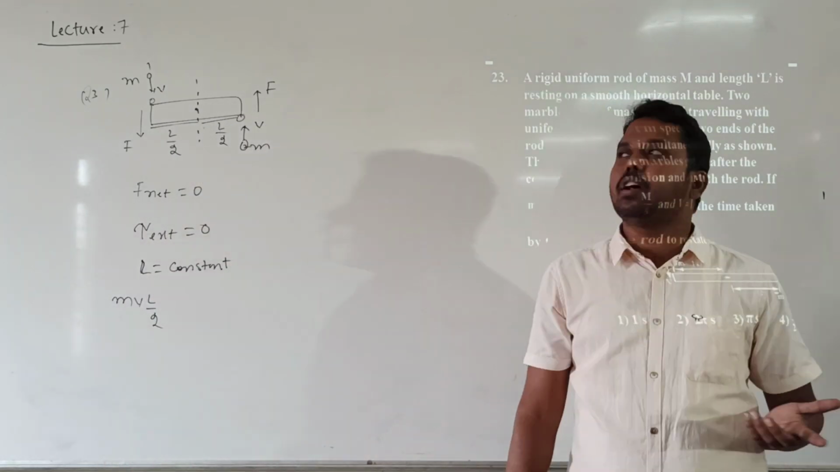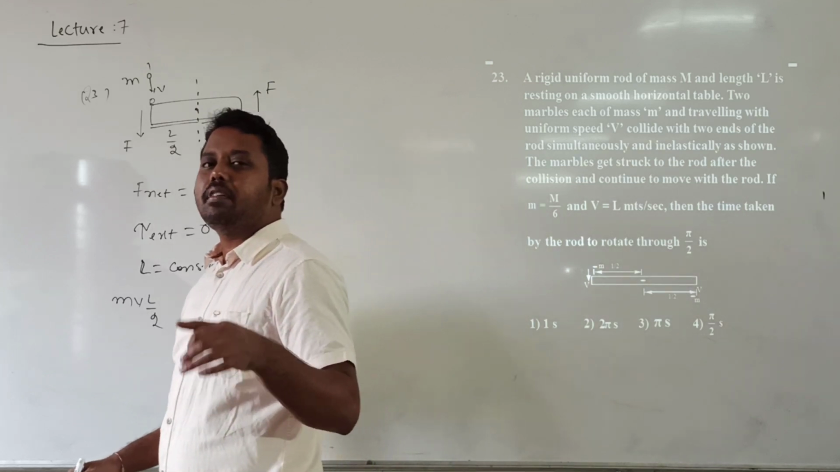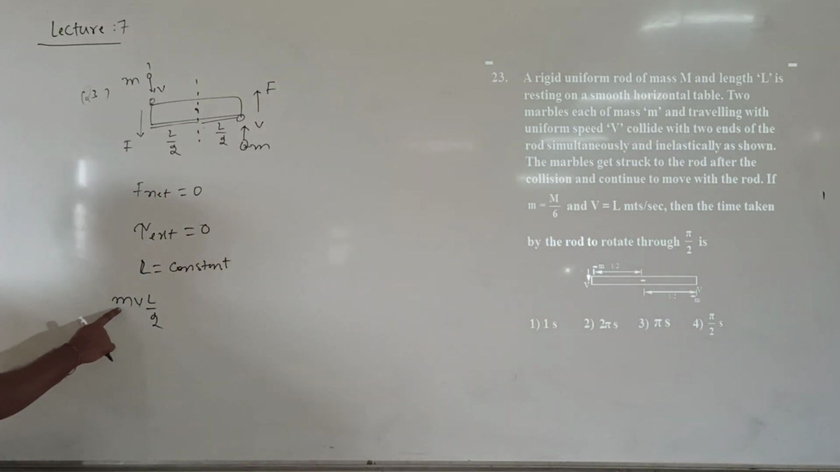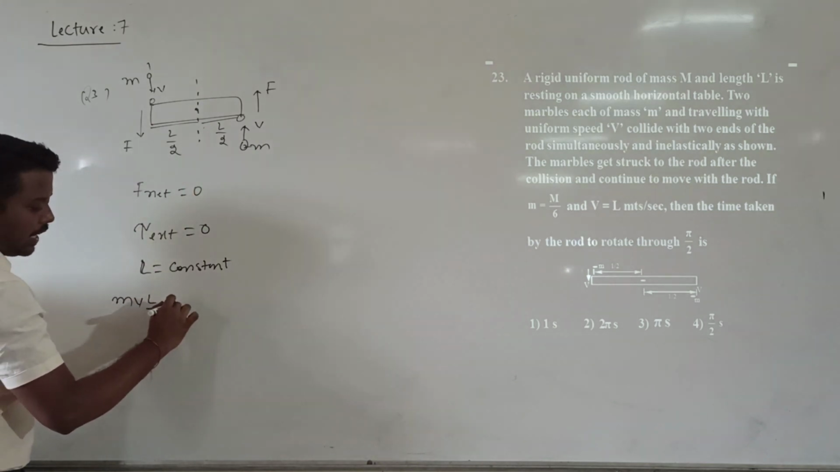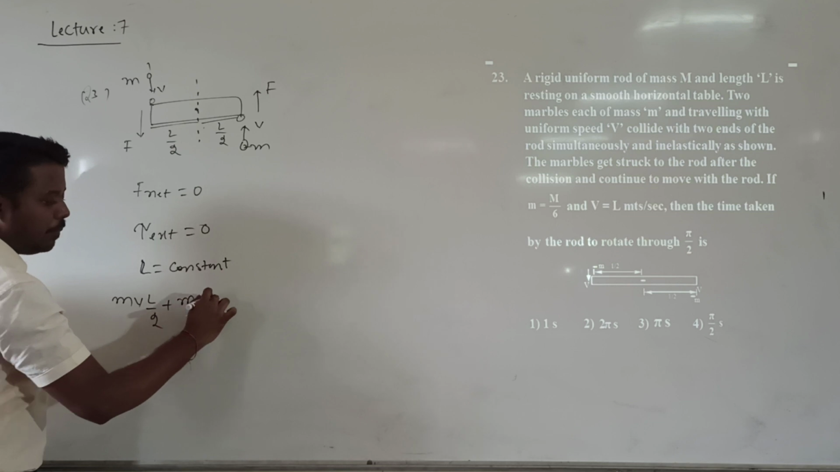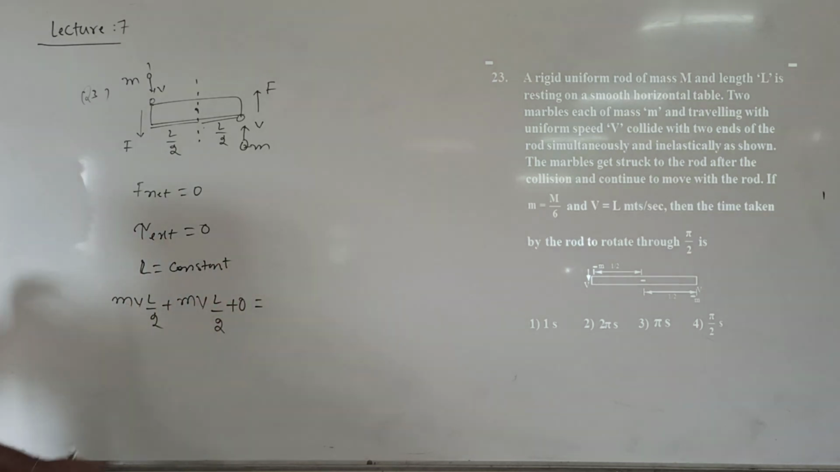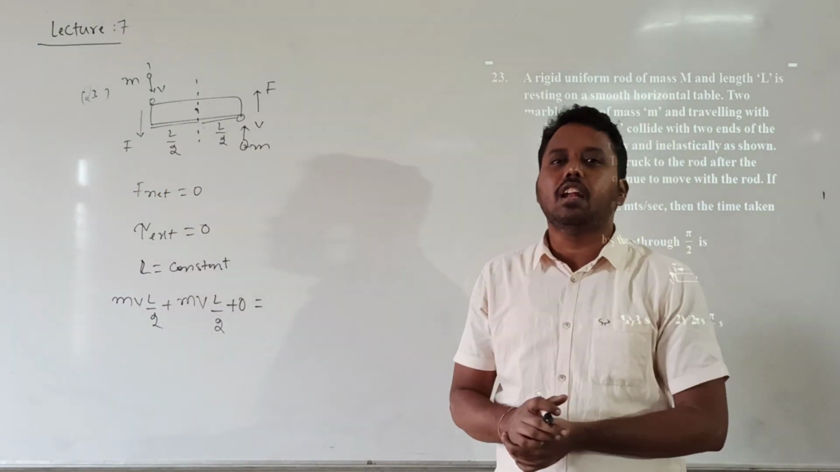The general formula: angular momentum is the moment of linear momentum. Angular momentum is the product of distance and linear momentum. Linear momentum is mv, and the distance of the particle from the center is L by 2. So what is the angular momentum of the second particle also? m into v into L by 2. What is the initial angular momentum of the rod? 0. The rod is initially at rest, so it does not have any angular momentum.